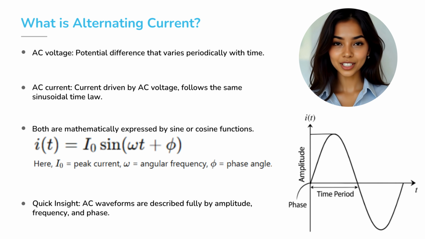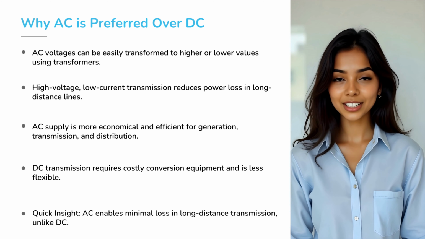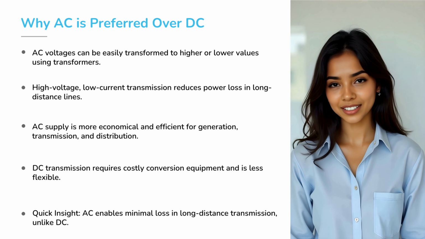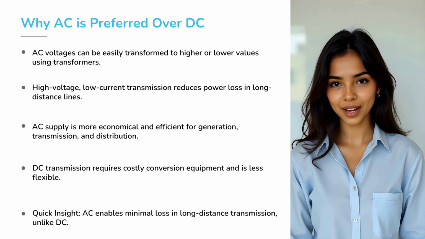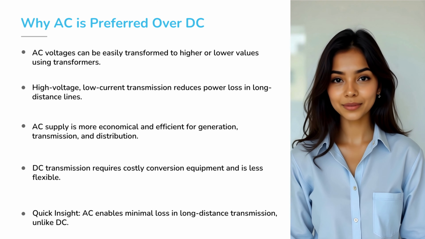Have you ever thought about why the electricity supplied to our homes and industries is almost always alternating current and not direct current? There are some very practical reasons behind this choice, and today we'll explore them.